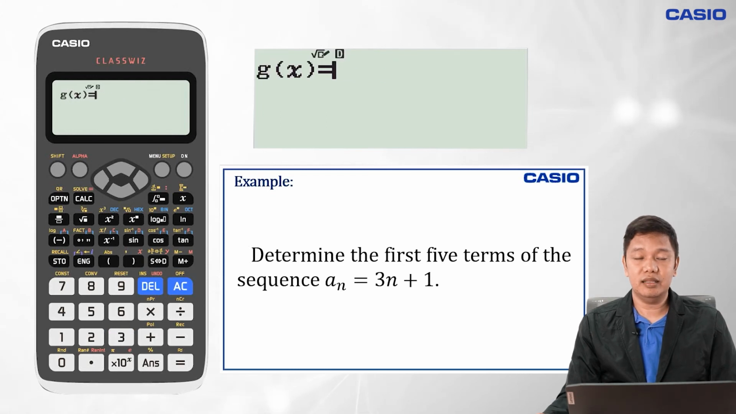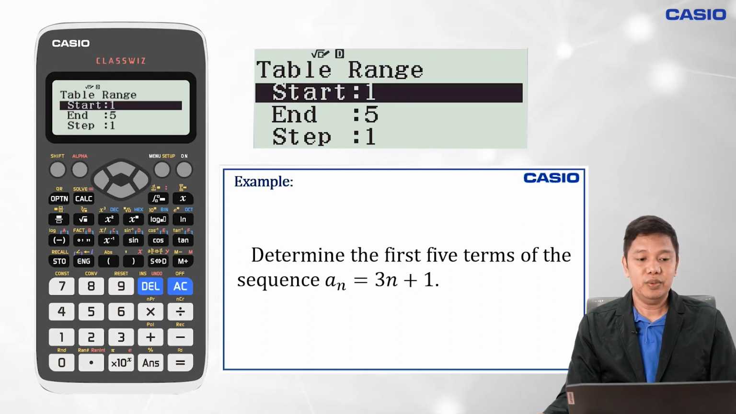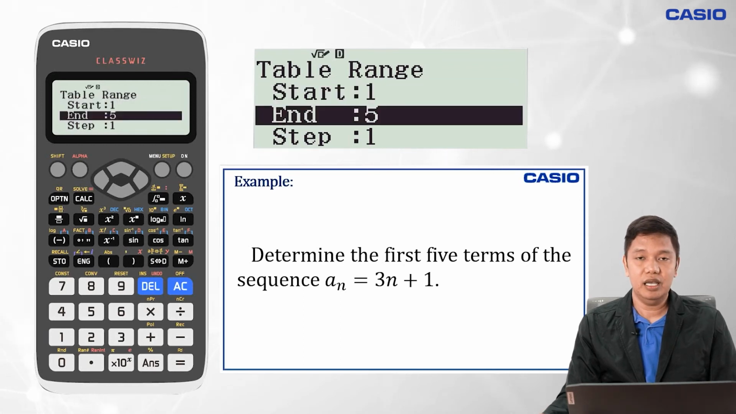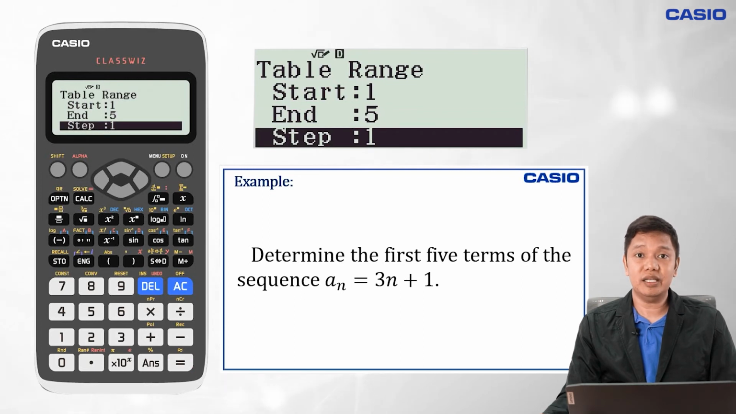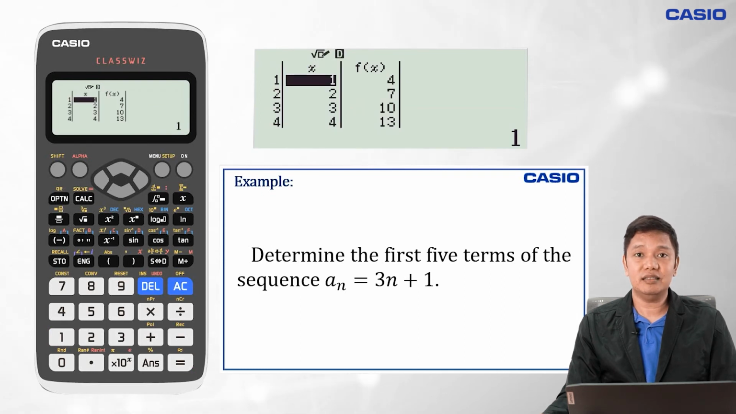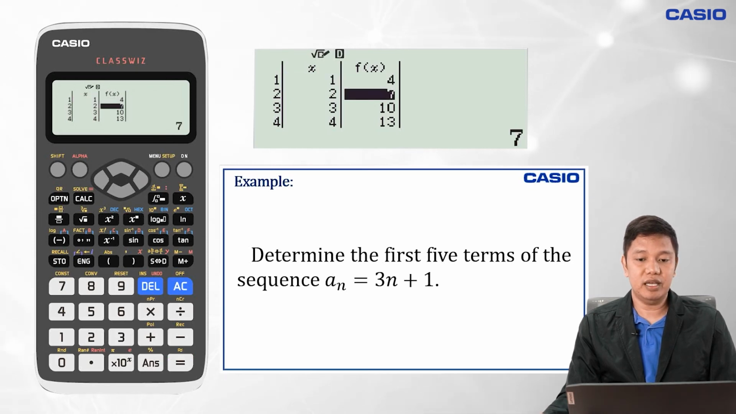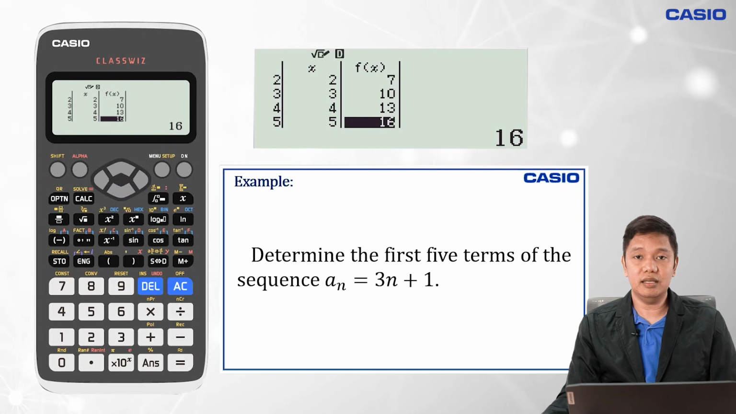Pressing equals, and then ignoring the second function by pressing equals again. And then, we are asked by our calculator for some details. We need to start at 1 since we need to determine the first 5 terms. So press 1 and then equals. And then we end at 5 since we only need 5 terms. So press 5 and then equals. And then our increment is 1. So press 1 and then equals. Pressing equals again, we get the table of values for the first 5 terms of the sequence as 4, 7, 10, 13, and 16.